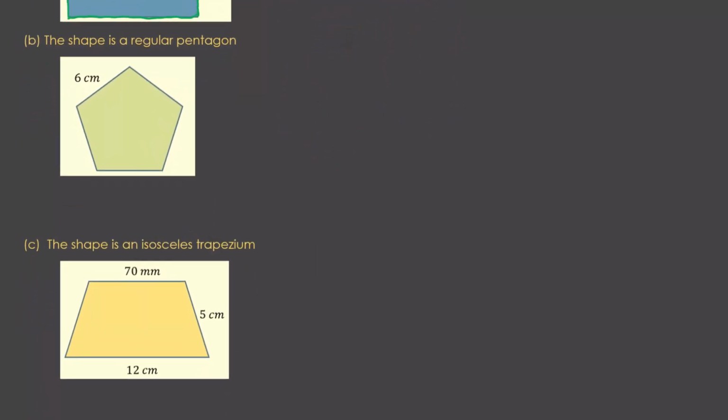The next shape is a regular pentagon, and being regular means that all of the lengths are the same. So in other words, if I start here, I'm going to go 6, then 6, then 6, then 6, then 6. So the perimeter here is 5 times 6, which is 30, and the lengths are in centimetres, so 30 centimetres.